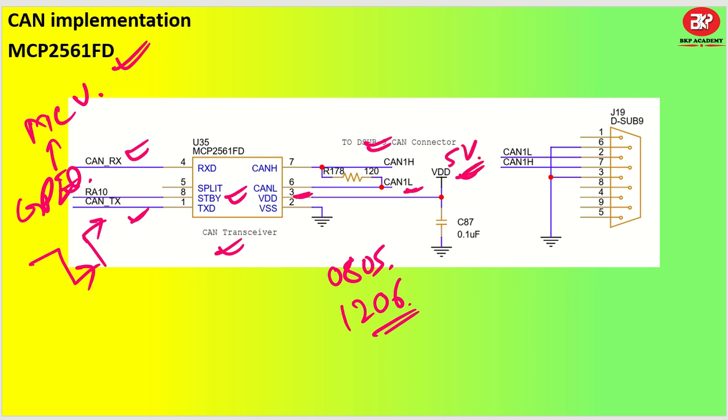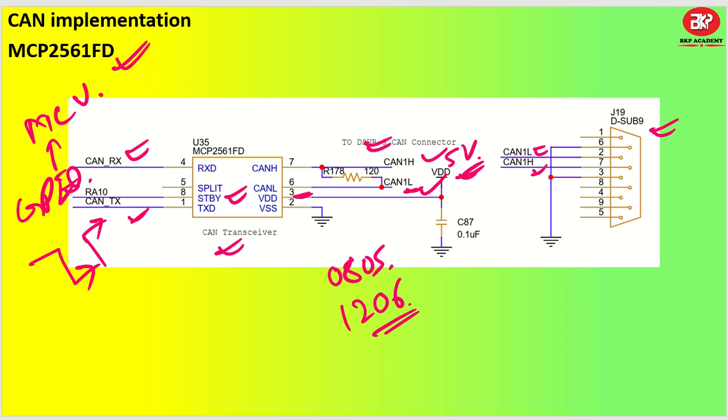Now this CAN high and CAN low can directly get connected to the D-sub connector, so that it can transmit the data through CAN transmission. You can see pin number 2 is connected to CAN low and pin number 7 is connected to CAN high. So this is how the connection of your D-sub connector is also done.